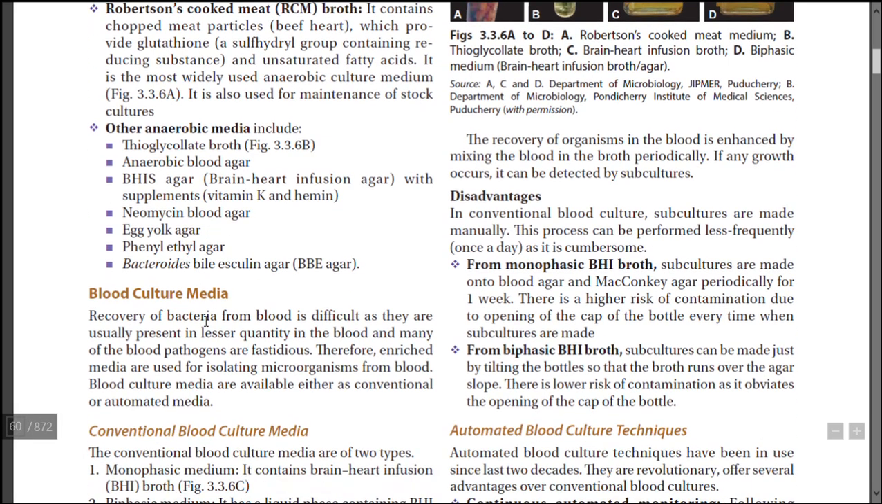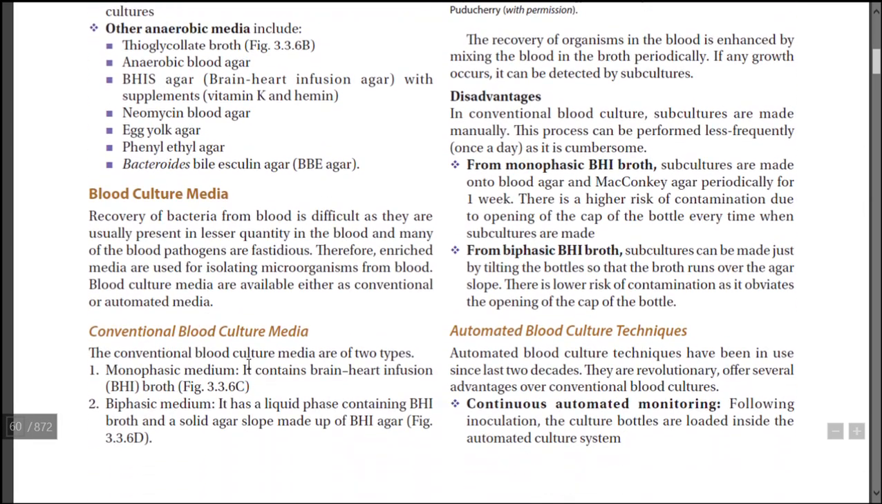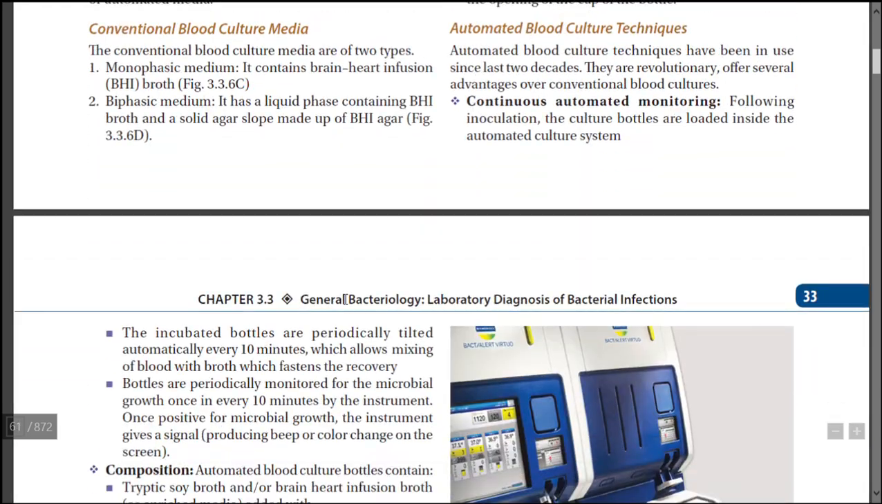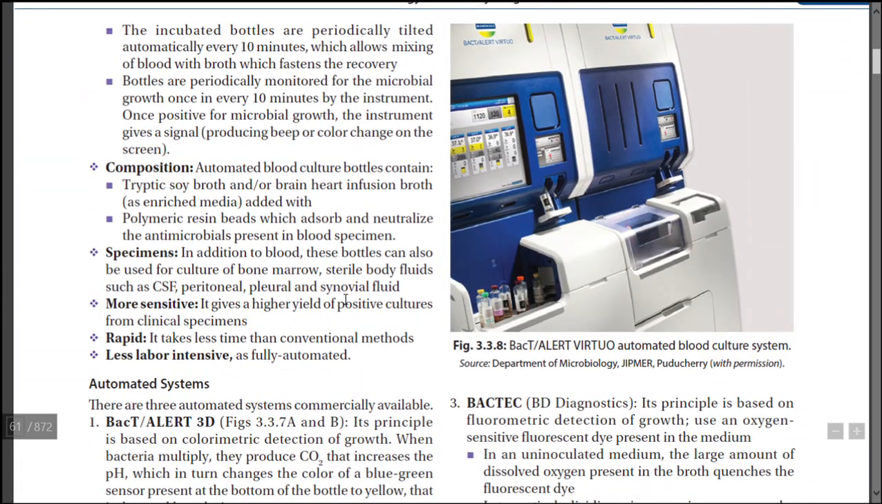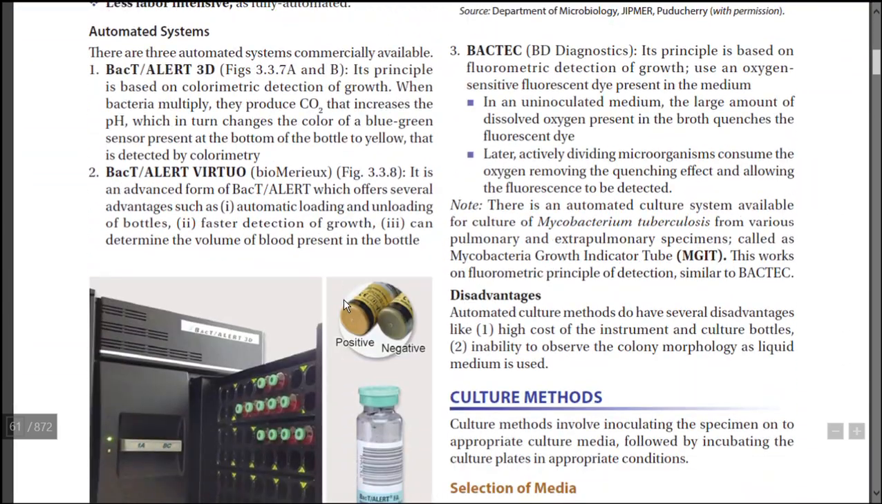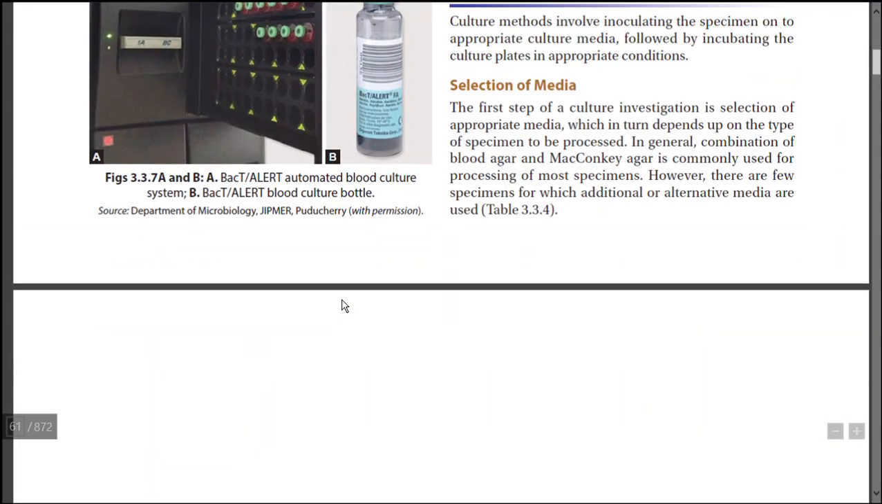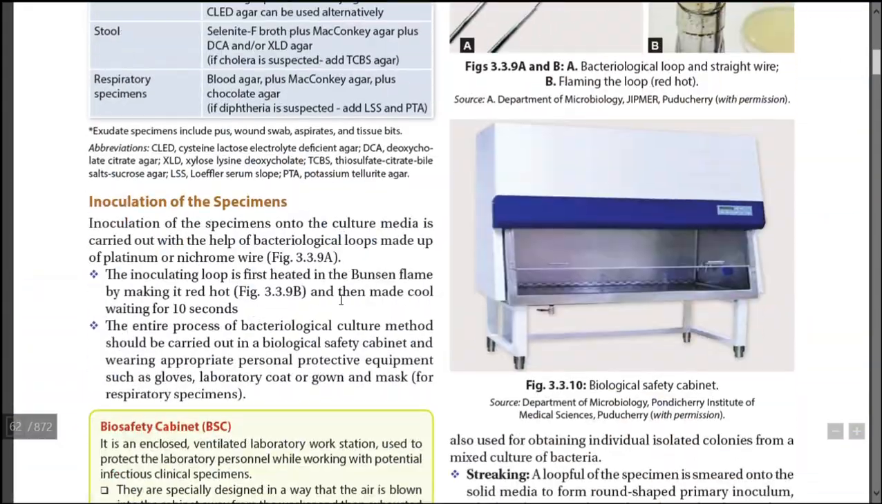Next, we'll go to blood culture media. With this, we'll complete it, so that culture identification and culture methods are not needed.